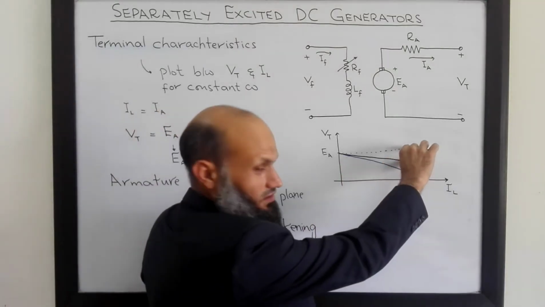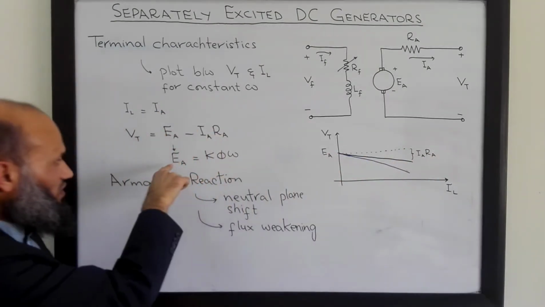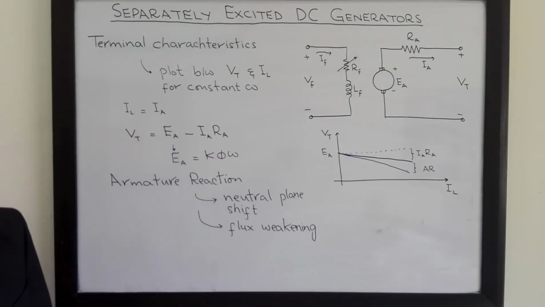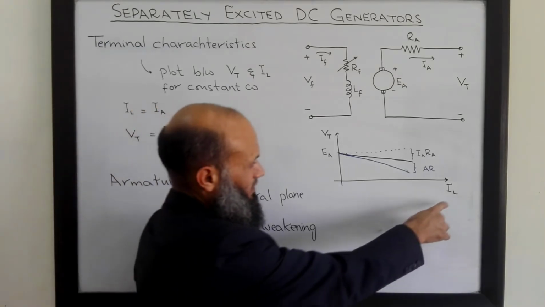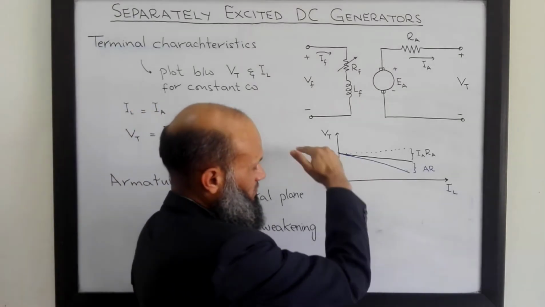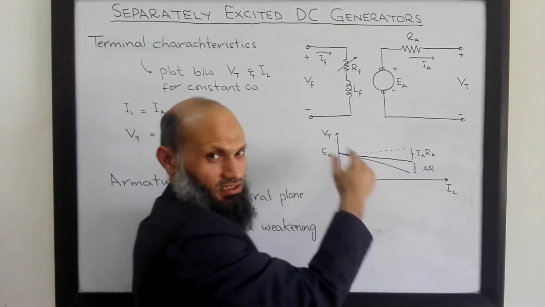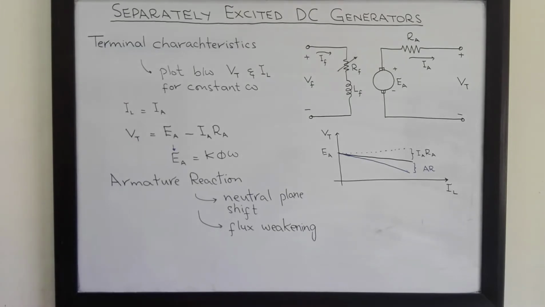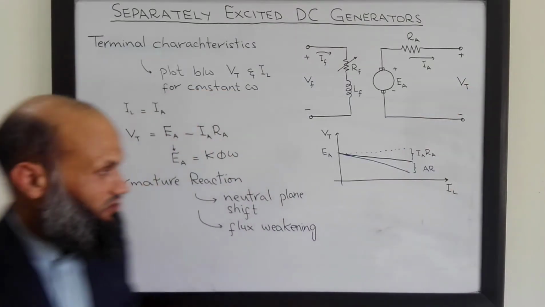So this is the drop across this resistor, and this much is the effect of armature reaction. Therefore, if the generator does not have a compensating winding, then as load increases, the terminal voltage of the generator will decrease very sharply. How to control the terminal voltage, that is, how to change this terminal voltage.